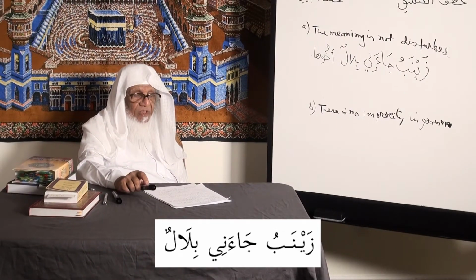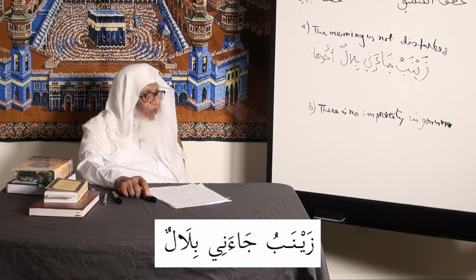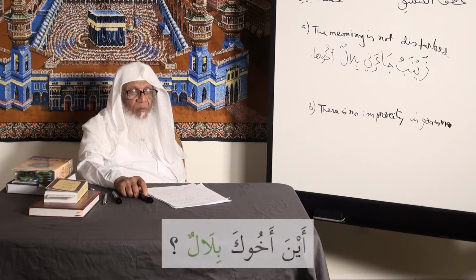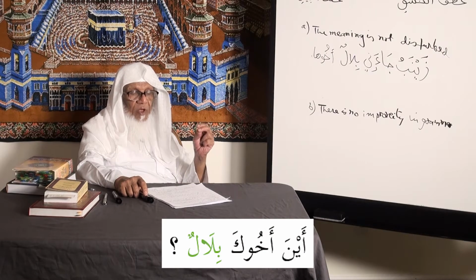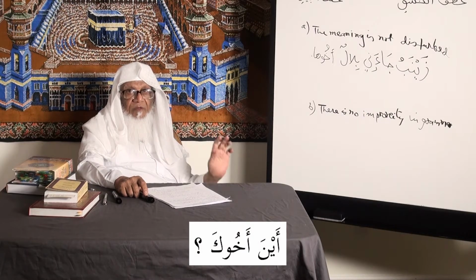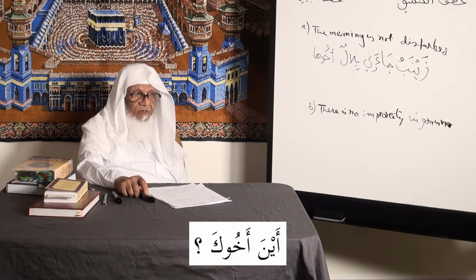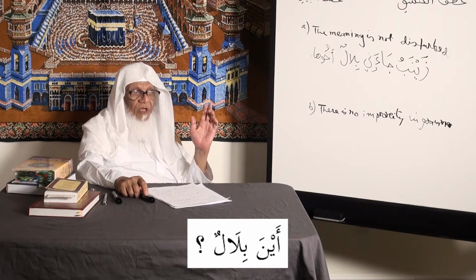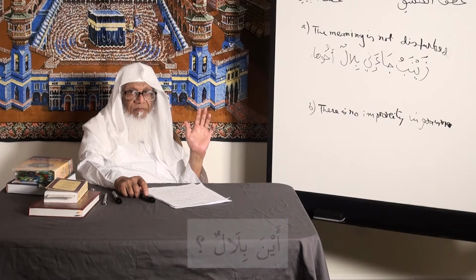There is no meaning in the sentence because we have omitted ahuwa. But if we say, for example, aina akhuka bilalun, if we drop bilalun, aina akhuka, the meaning is complete. There is no disturbance to the meaning. Or if we say aina bilalun, also the meaning is okay.